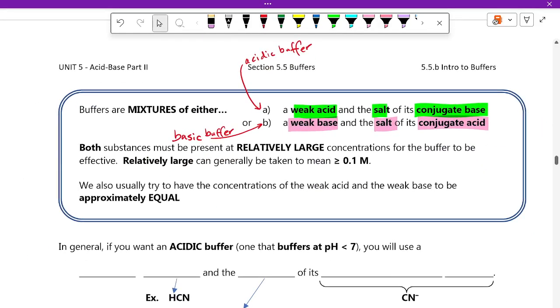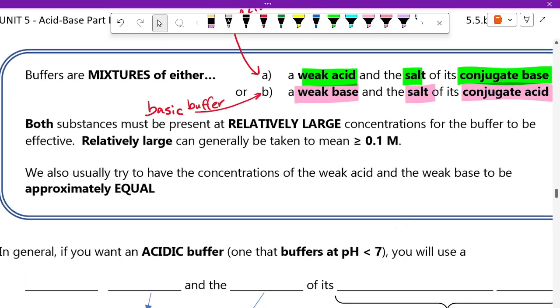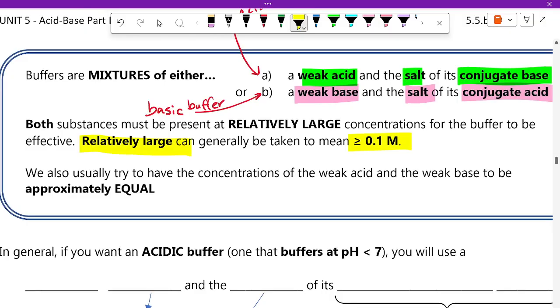Both substances need to be at a relatively large concentration. Generally, you can think of relatively large as being greater than or equal to 0.1 molar. I'm not saying that you couldn't buffer at 0.05 molar. It just wouldn't, the buffer could be more easily overwhelmed. You could run out of one of the reactants or one of the products more easily. It depends on how much acid or base you're adding to it.